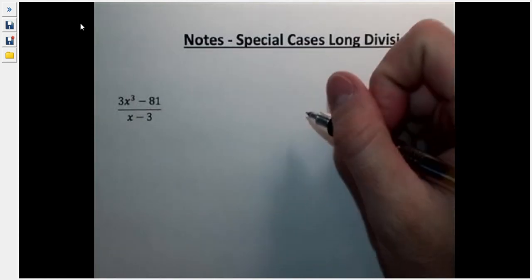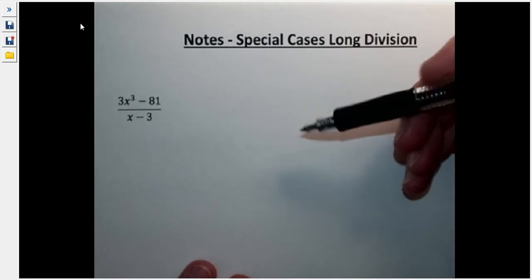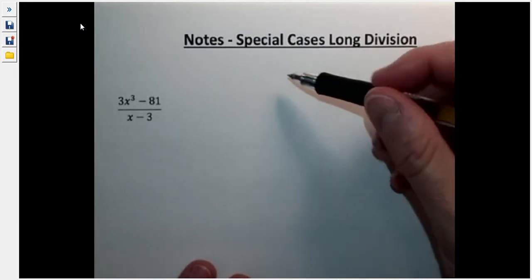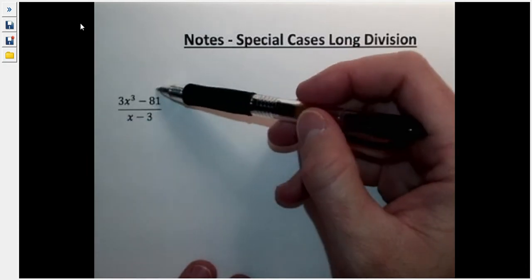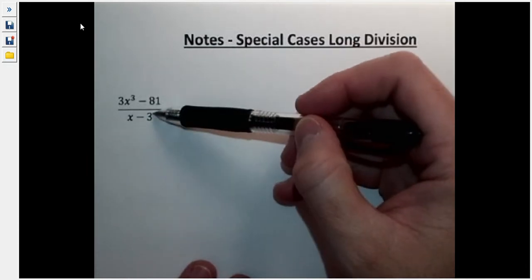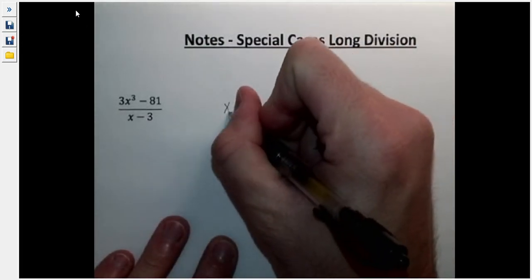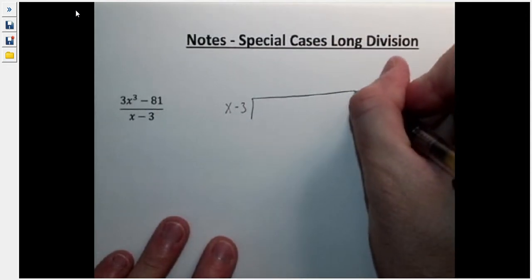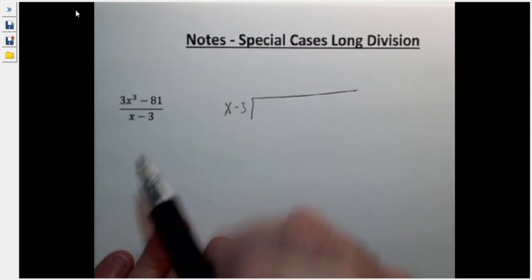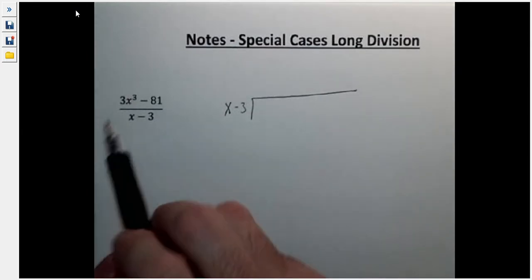Okay, so we've done long division, polynomial long division, but now let's talk about special cases. We have this rational function, a cubic divided by a linear function. So we're going to do long division. We start off by putting the bottom on the outside, but then we have to put the top on the outside. And when we do that, notice how many terms we have here.